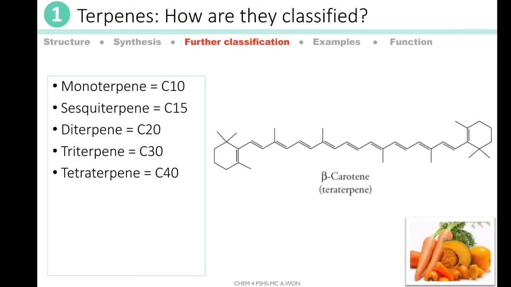Tetraterpenes have 40 carbons, just like this beta-carotene. Very visible yung mga isoprene units as seen in the conjugated pi bonds.